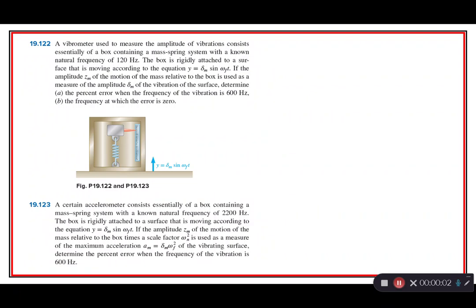All right, so here are some problems out of Beard Johnson. These appear to be almost the same problem. Now, this is not an accelerometer, so we're going to use the vibrometer equation, which is going to look like Z is equal to Y times, and this is the main difference, R squared over the square root of (1 minus R squared) squared plus (2 zeta R) squared.